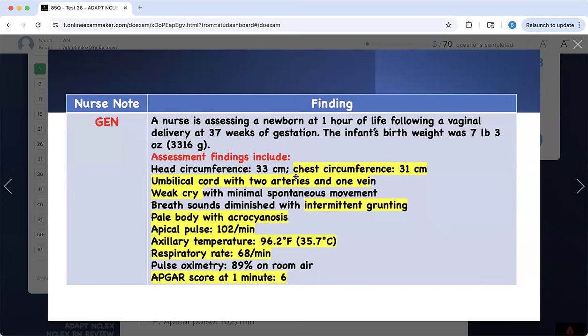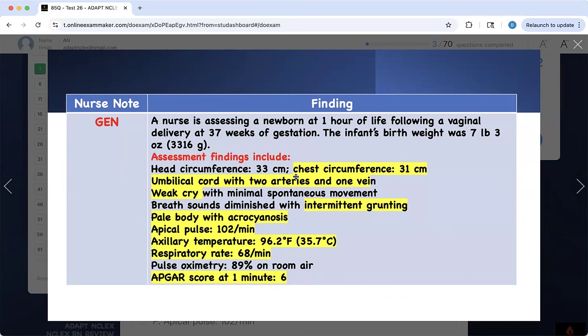The infant weighs about 7 pounds, 3 ounces. Is that okay? Assessment findings show the head circumference is 33 centimeters. Chest circumference is 31. Umbilical cord with what? 2 arteries and 1 vein. The patient has a weak cry with minimum spontaneous movement. Breath sounds are diminished with intermittent grunting.